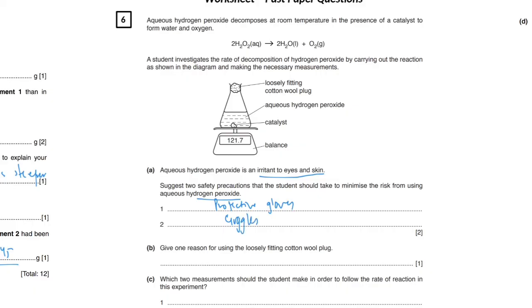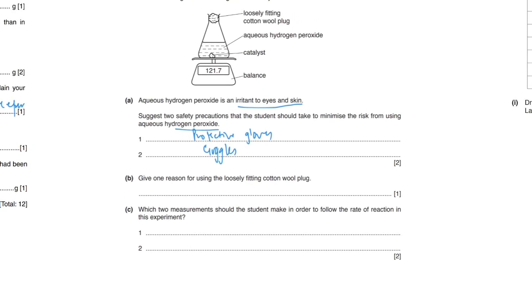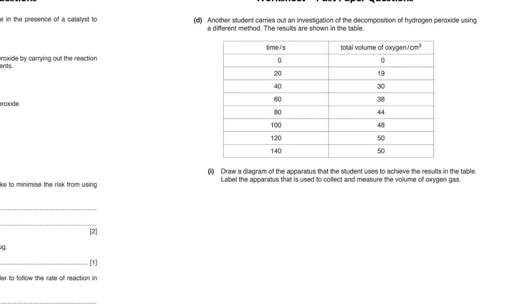or just goggles. Give one reason for using the loosely fitting cotton wool plug. We have already done that. Which two measurements you need to take in order to follow the rate of reaction? You need to measure the loss in mass and time, right? And then again, you'll have to plot the graph and all of that stuff.